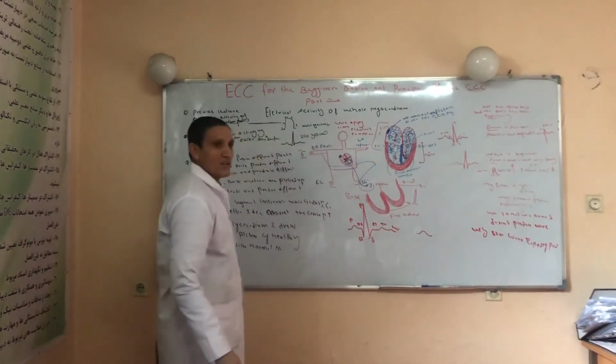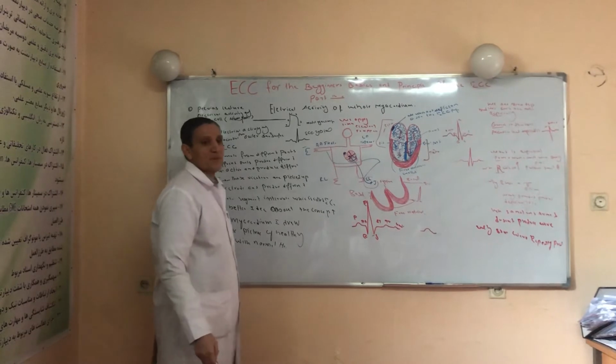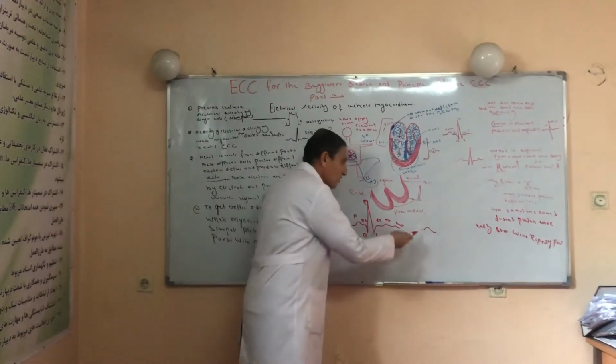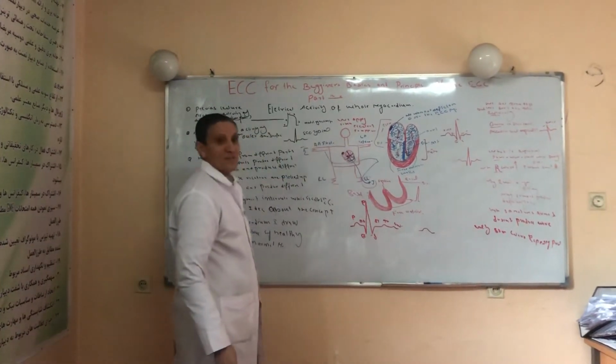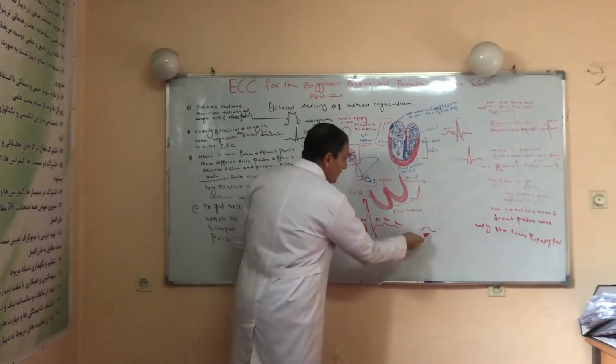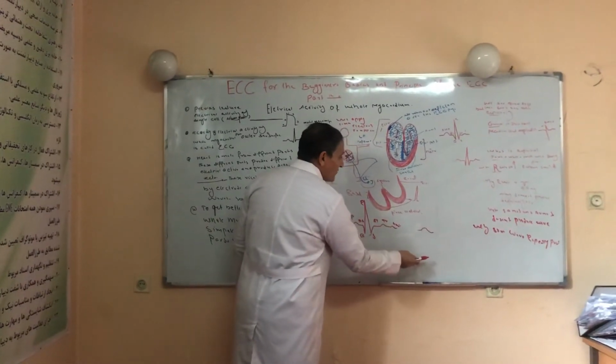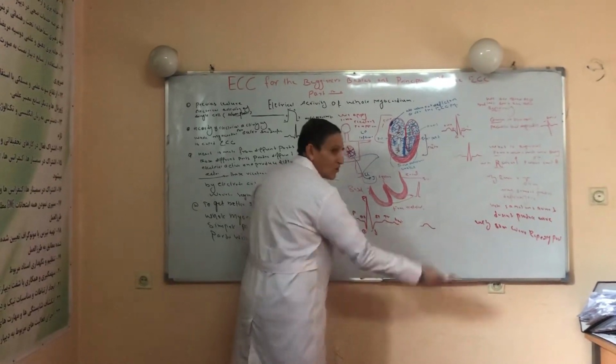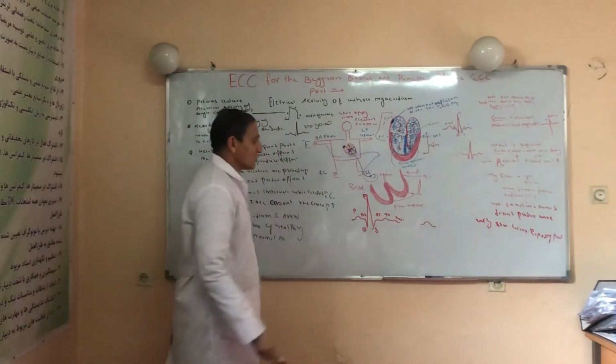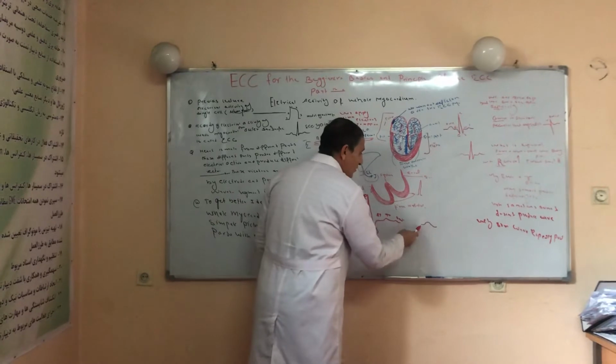So what represents the atrial depolarization vector? The first wave, the P wave. What type of wave is it? This is a positive wave, a small wave, and a slow wave. This was about the atrial depolarization.